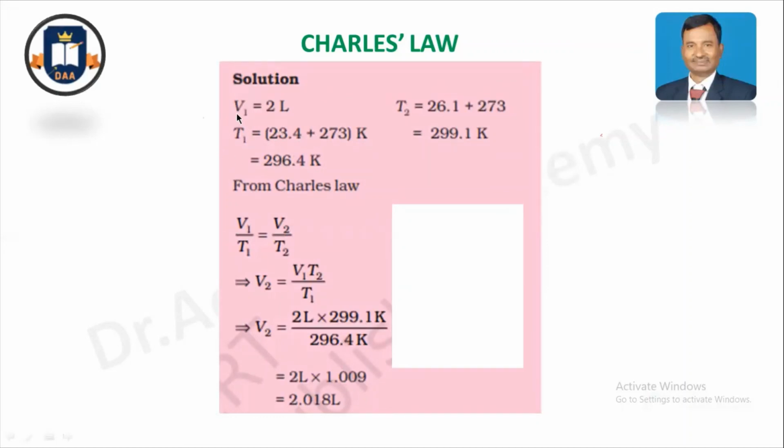Now you see that in the first case, in the Pacific Ocean, V1 is equal to 2 liters, what I mentioned in the problem, and T1, after converting from centigrade to the absolute scale K, is 296.4 Kelvin. And in the second case, in the Indian Ocean, T2 is 26.1 degrees centigrade, and after converting to the Kelvin scale, this is 299.1 Kelvin.